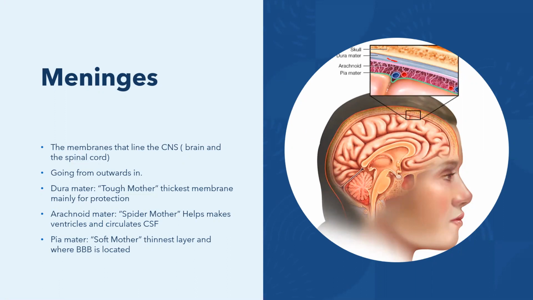Right below that is the arachnoid mater, or sometimes referred to as arachnoid. I refer to arachnoid mother because it means spidery mother. This area helps make the ventricles, and it helps with circulation of CSF, it draining into the blood, and it moving throughout the entire central nervous system.